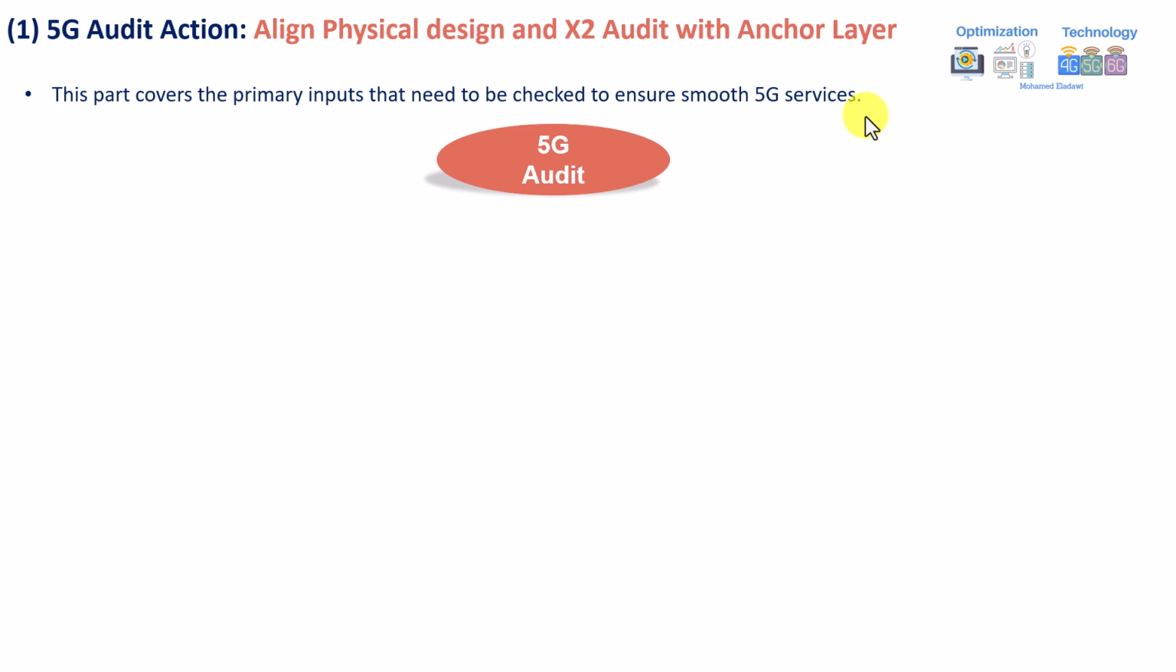some audit, especially when you have a newly deployed network. We need to confirm some inputs which can impact the user penetration, 5G services, and even can be reflected in the 5G traffic. So the first part, for example, you would like to check is the currently configured radius for 4G and 5G.